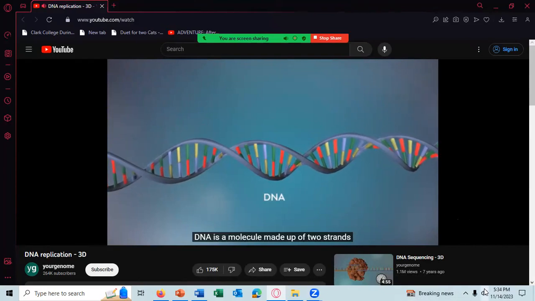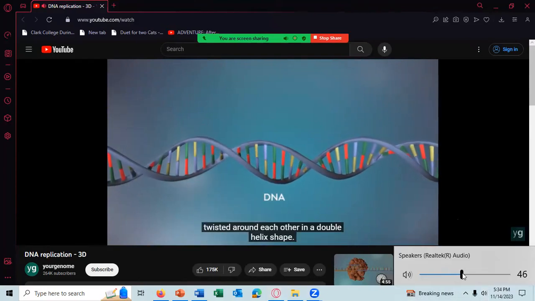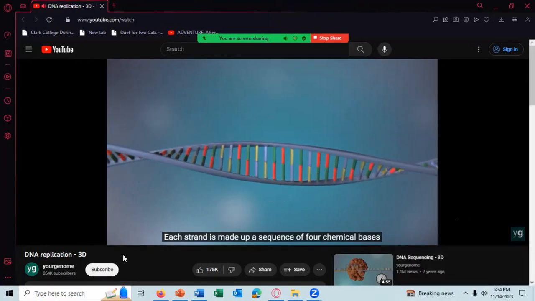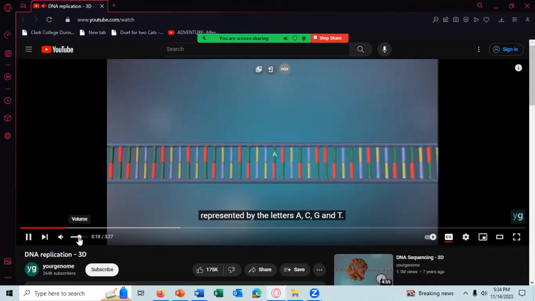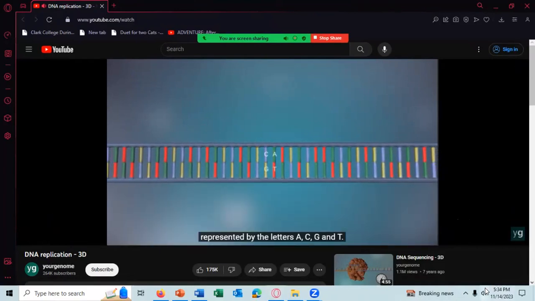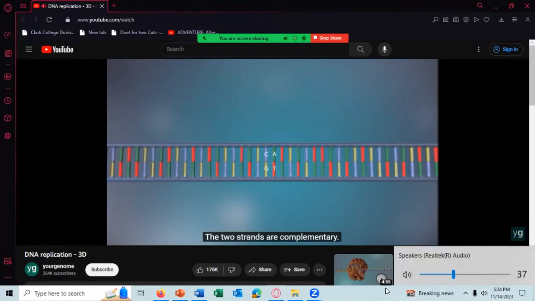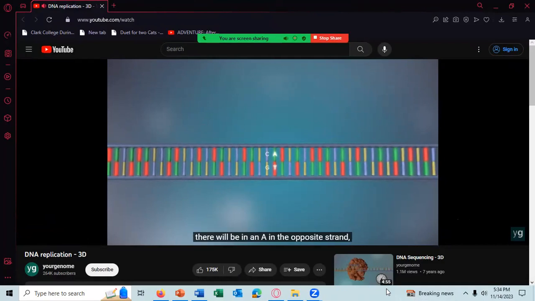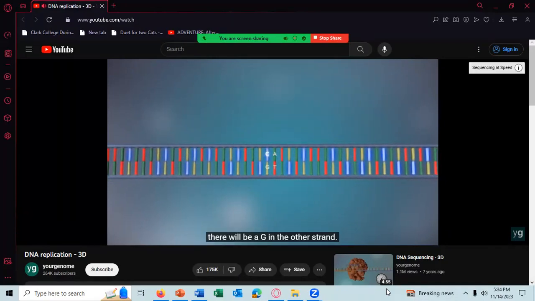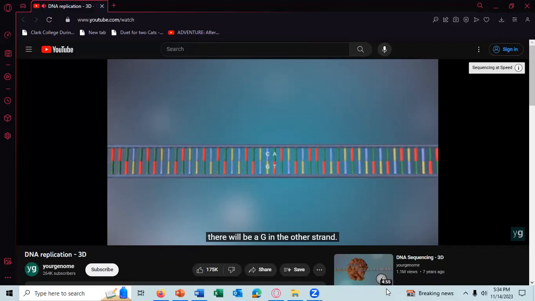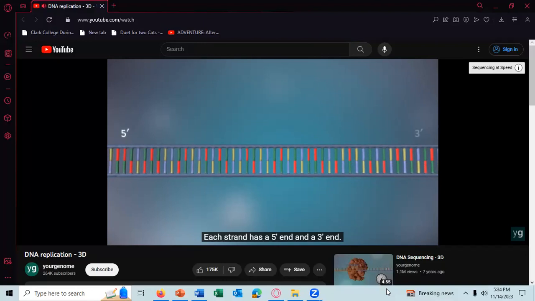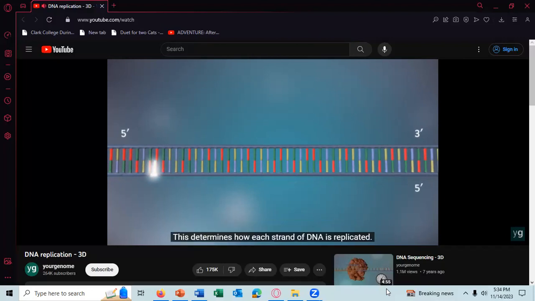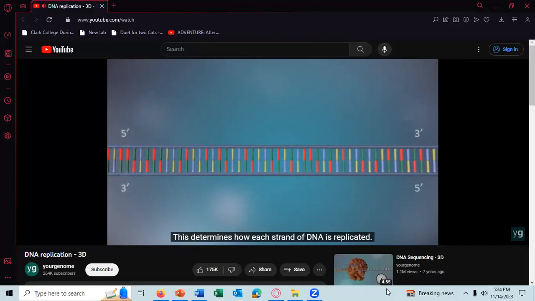DNA is a molecule made up of 2 strands, twisted around each other in a double helix shape. Each strand is made up of a sequence of 4 chemical bases, represented by the letters A, C, G, and T. The 2 strands are complementary. This means that wherever there's a T in one strand, there will be an A in the opposite strand, and wherever there's a C, there will be a G in the other strand. Each strand has a 5' end and a 3' end. The 2 strands run in opposite directions. This determines how each strand of DNA is replicated.